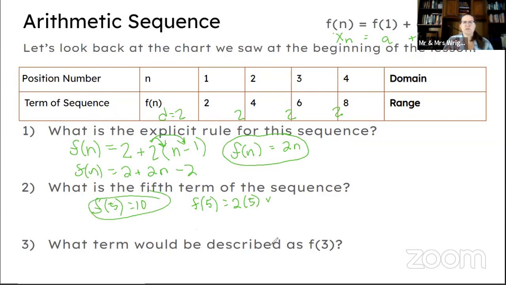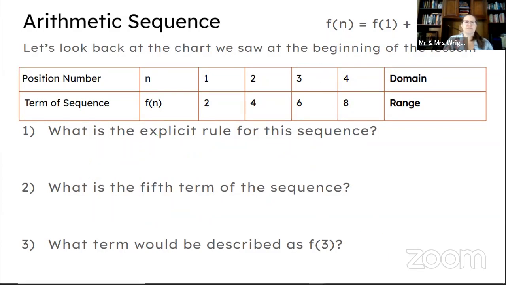All right, so what term would be described as f of 3? f of 3 is 6. We didn't even need to do anything except look at the chart this time. Okay.